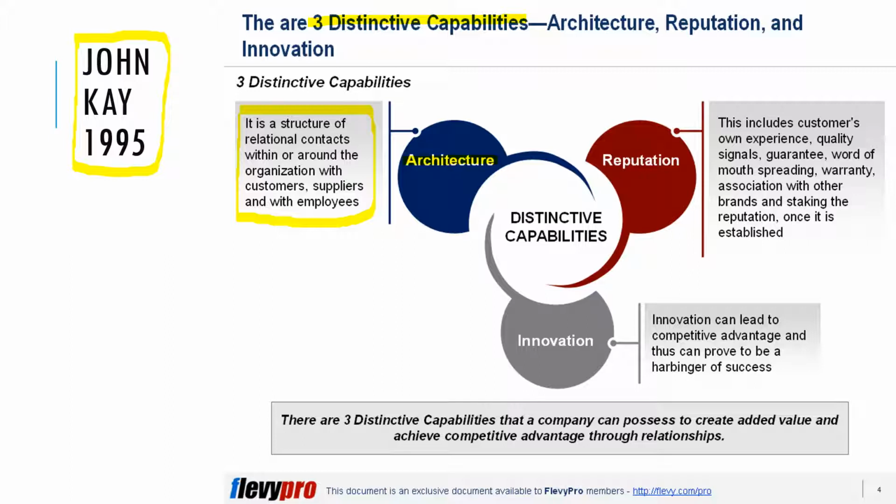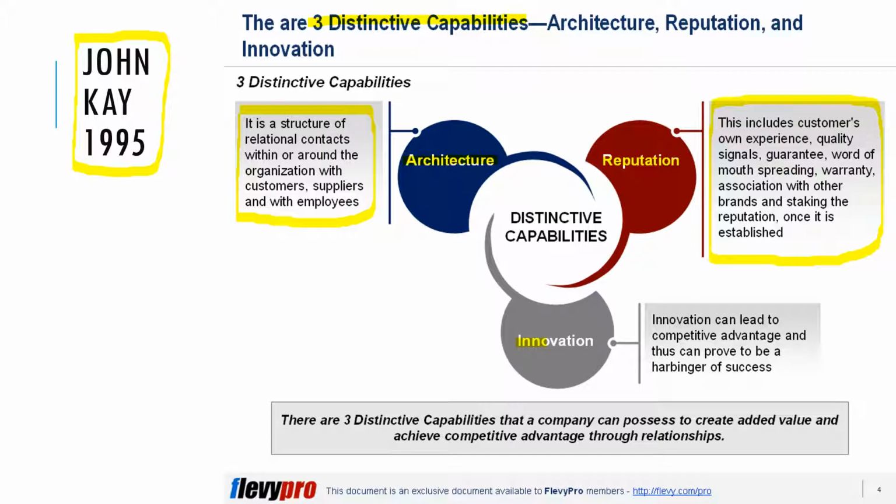The second distinctive capability, something that might make a business stand out from the competition, is to do with reputation. So this is to do with the customer's experience within the business, or it could be to do with quality, guarantee. It could also be to do with things like brands and reputation. So if a business has a very strong reputation, it's something that another business can't easily copy.